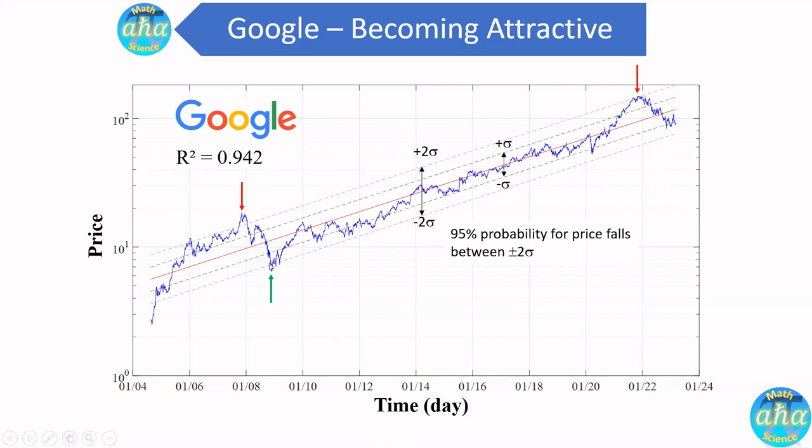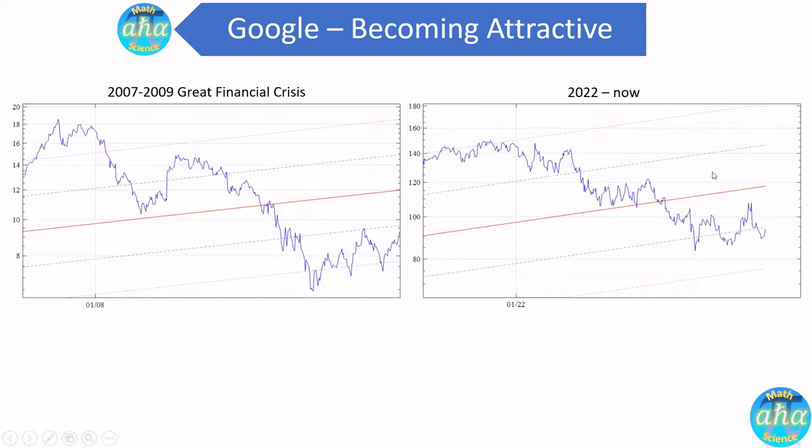Since there are only 2 cases here when the price goes above 2 standard deviations, which are during the great financial crisis and then the present time, we're going to plot these 2 scenarios side by side. On the left is the price action of Google from late 2007 to early 2009. And the one on the right is the present time. So let's take a close look at what the price action was during the great financial crisis.